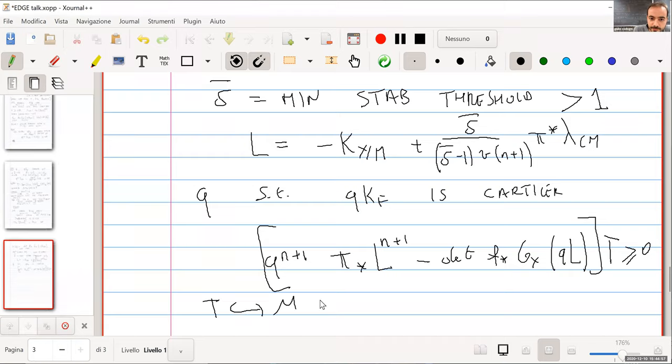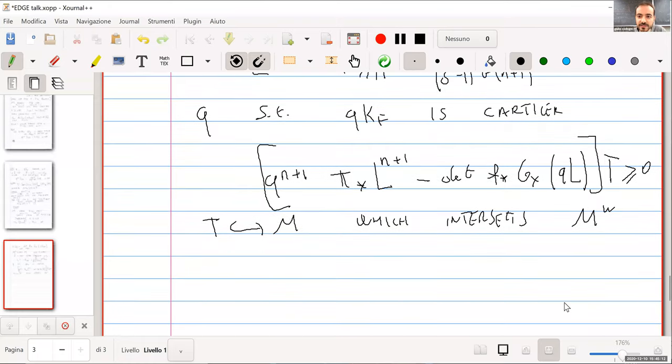in M which intersects MU non-trivially. So we don't have any NEFness result, but we have just this, which is close to nothingness.